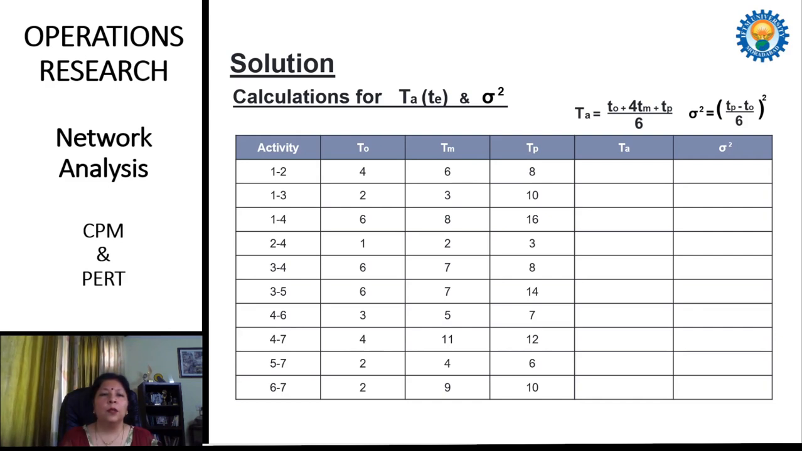If we start with the first activity, which is 1 to 2, the value of TO is 4, the value of TM is 6, and TP is 8. If we substitute these values in this formula, the value of TA becomes (4 plus 4 into 6 plus 8) over 6. After calculation, it is 6. In the same way, for the second activity, 1 to 3, we substitute these values, which are (2 plus 4 into 3 plus 10) over 6.